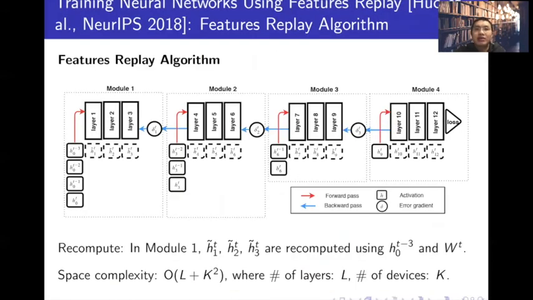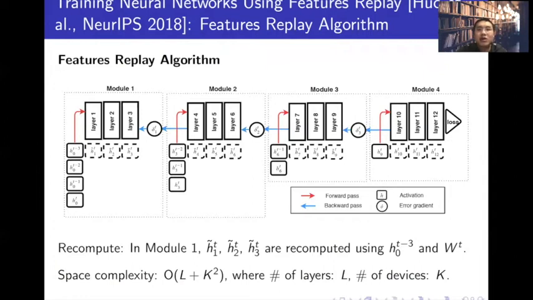So suppose we have a 12-layer neural network, and every 3 layers are placed on different devices. So there are 4 devices or 4 GPUs. By using the decoupled delay algorithm, module 1, module 2, and module 3 can compute in parallel.